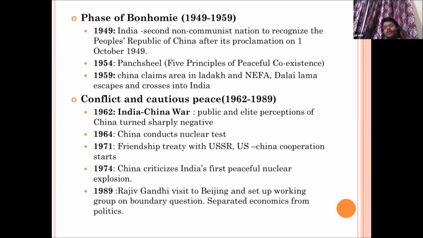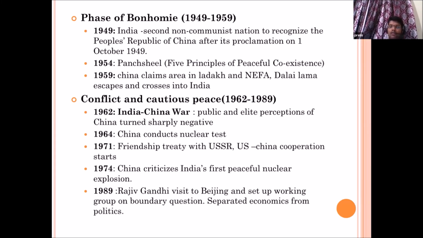And like a story I want to explain, that is why I have kept this in dates. So starting from 1949 our relation has started. One of the important unique features in the relation is that People's Republic of China is a communist country, and in 1947 India got independence. India is a democratic country.